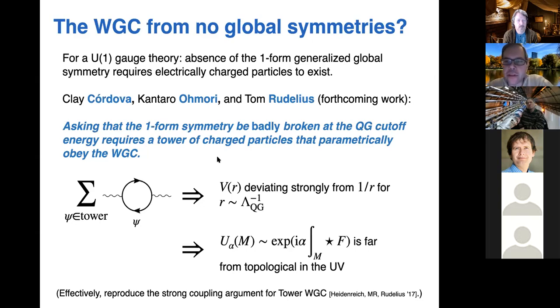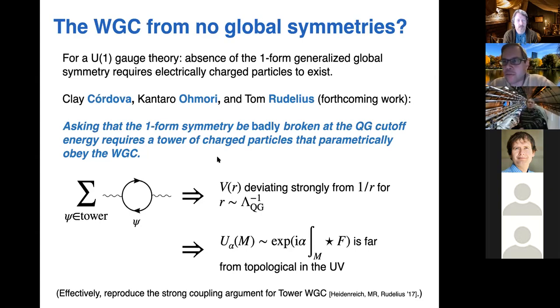And they tried to quantify this by coming up with a criterion where they suggest that what we really should ask is not just that quantum gravity has no global symmetries, but that every global symmetry in quantum gravity should be badly broken at the quantum gravity cutoff scale. I'm using that language instead of Planck scale because it might be like the higher dimensional Planck scale or something. It's the scale where gravity becomes strongly coupled.